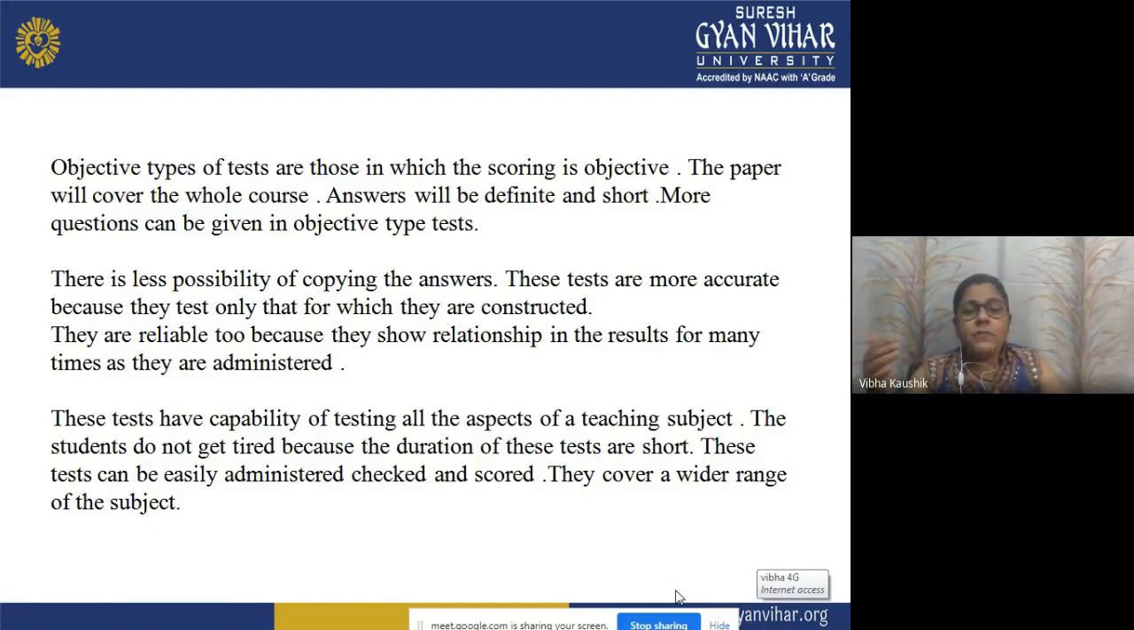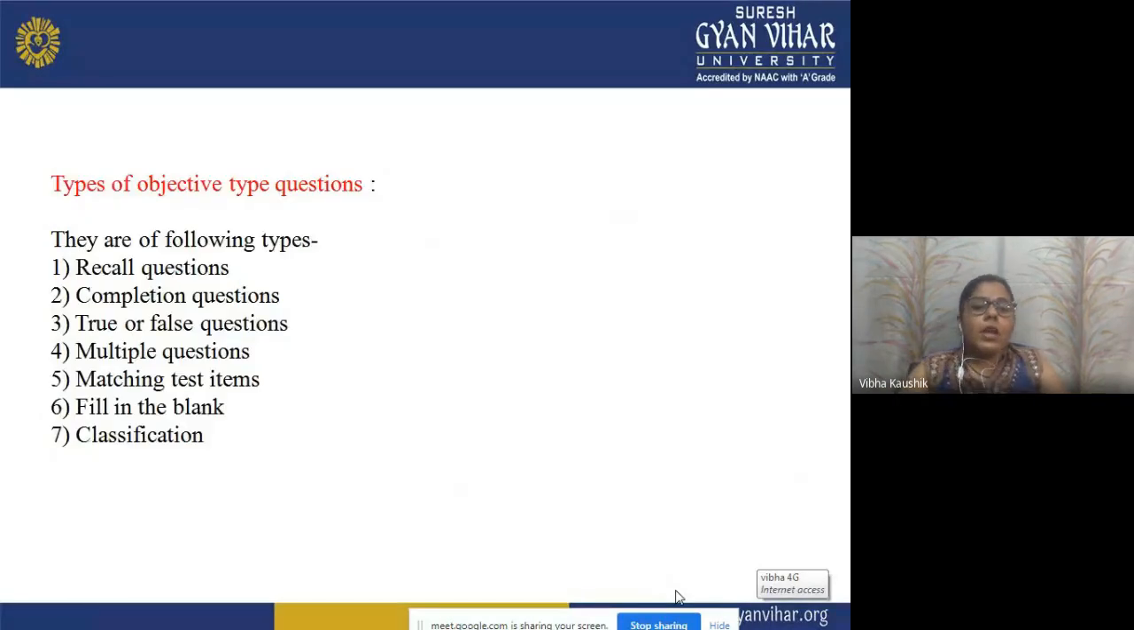Scoring procedure is very easy. Checking procedure is very easy when a teacher is constructing or developing objective type tests. They cover a wider range of the subjects. Means the whole broad area of the subject is covered when we are talking about the objective type of test. Now, the types of objective type questions are of the following types: first, recall questions; second, completion questions; third, true or false questions; fourth, multiple choice questions; fifth, matching type test items; sixth, filling the blanks; seventh, classification. These are examples of objective type questions which a teacher can frame.